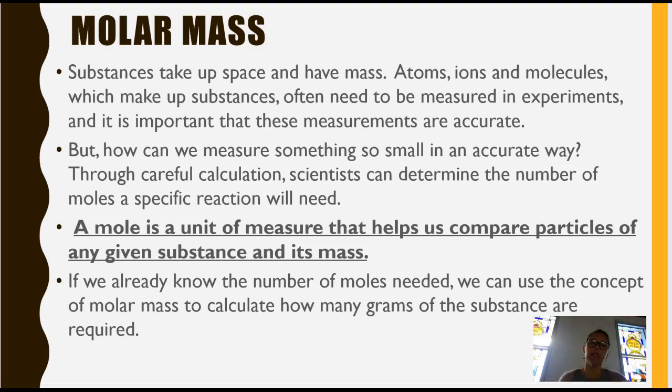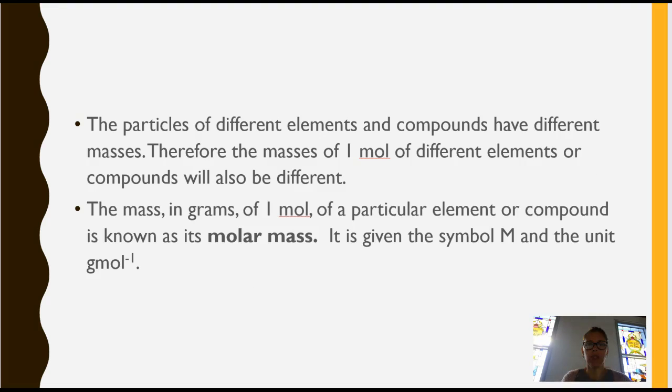So our molar mass: all substances take up space, and obviously they have mass. So how do we measure the mass of something that is so small in a reasonably accurate way? Scientists have, through careful calculations, calculated Avogadro's number. From that, they have worked out the number of particles in a mole. Remember, a mole is a counting unit that helps us compare one substance to another. So if we already know the number of moles that we need of a substance, we can use this concept to calculate how many grams we're going to need. And those are the calculations we are doing for this prac.